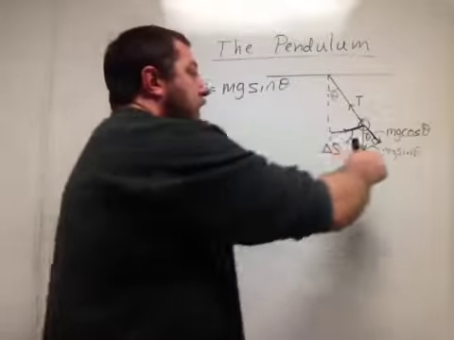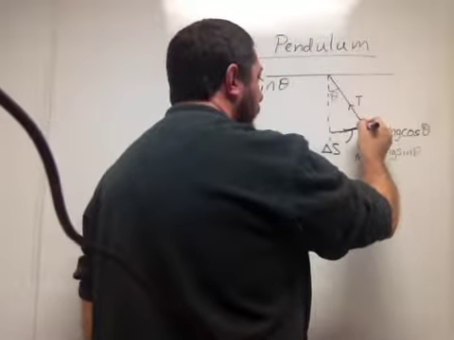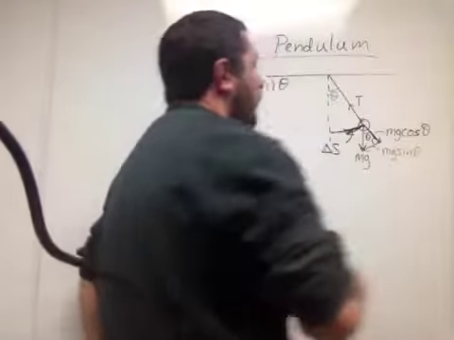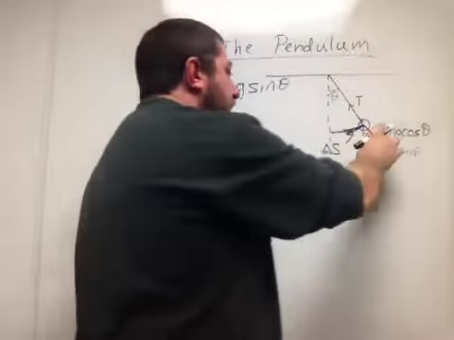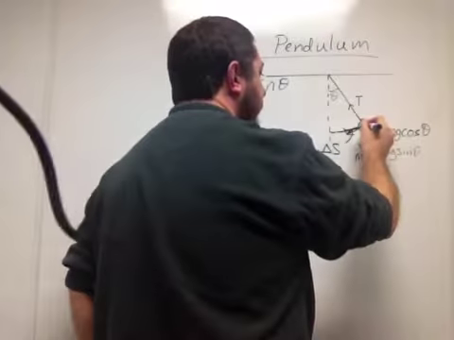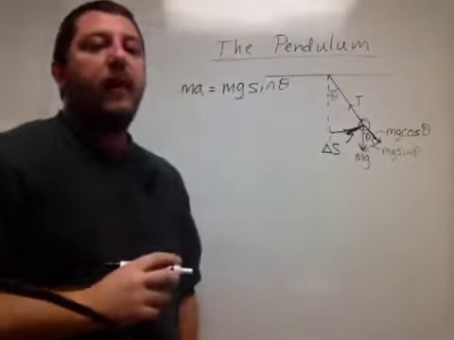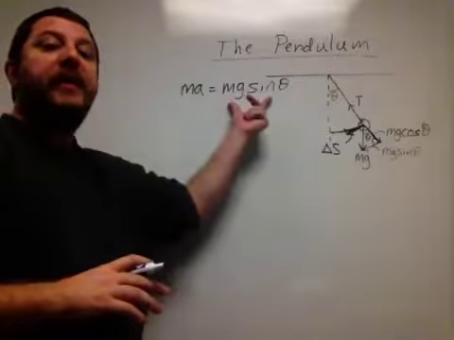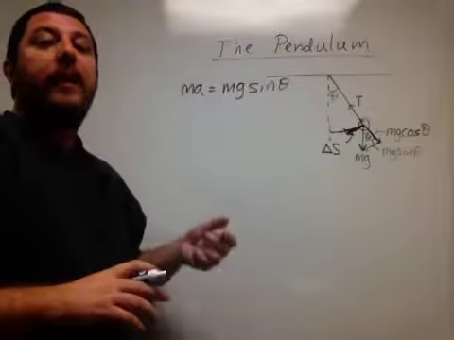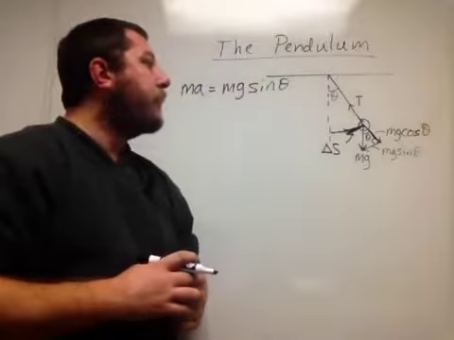Now notice, okay, this component is in the instantaneous direction of motion, okay? So I'm going to be swinging along this arc, and this mg sine theta is instantaneously tangent to my curve and in the direction of my motion, okay? So mg sine theta happens to be the net force acting on my object. So I can set ma equal to mg sine theta, all right?